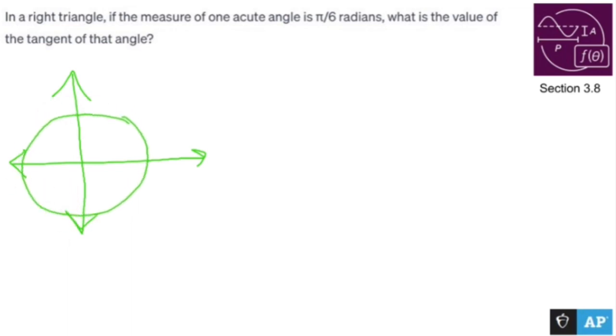There we are. And so the angle that it gives me is pi over 6. Pi over 6 is like right here. Now, I can view this as a right triangle if I call this y and if I call this part x. But most importantly, the angle is pi over 6.